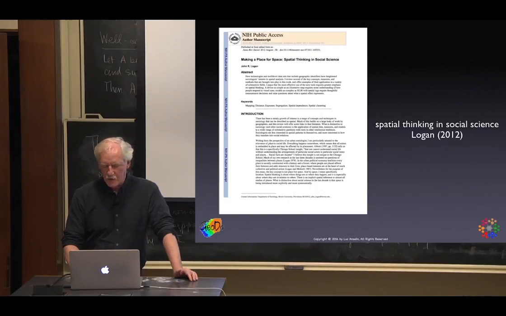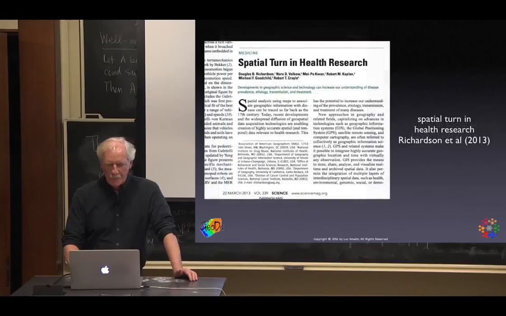John Logan has a nice piece on spatial thinking in the social sciences, which is a little more recent perspective compared to the Abbott piece. There's a recent piece in Science that is only a page and a half. It basically is a statement by CDC and NIH as to why they are now taking spatial aspects into account in their research, in their analysis, in their funding, which is a total turnaround.